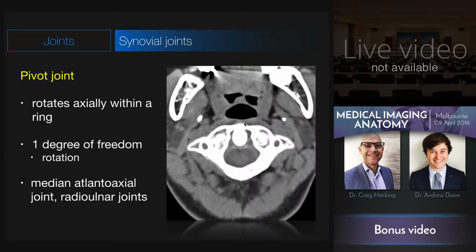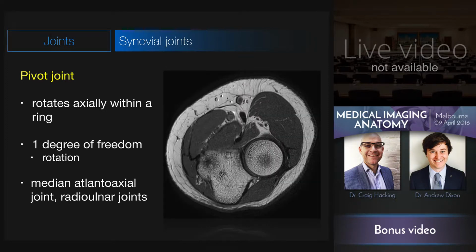The median atlantoaxial joint is an articulation between the dens of C2 and the C1 vertebra, with the anterior arch of C1 articulating with the dens and a complete ligamentous ring being formed by the transverse band of the cruciate ligament. This allows the C1 or atlas to rotate axially around the dens, which remains in a fixed position. It is this joint that allows the head to rotate to the left and to the right.